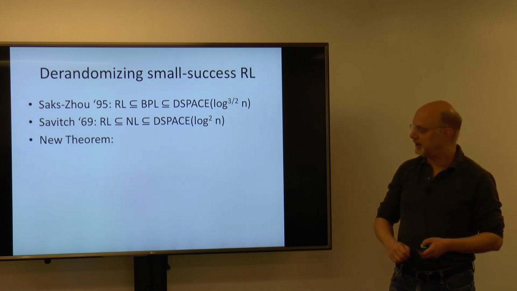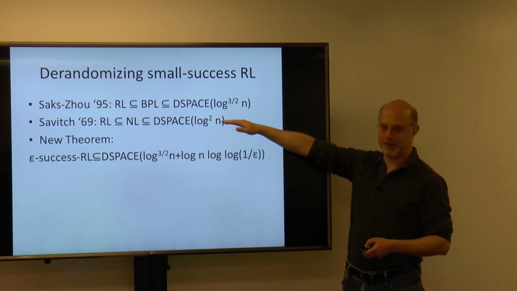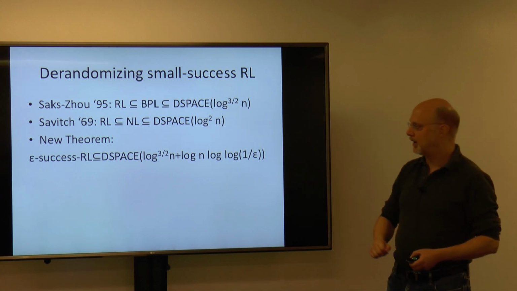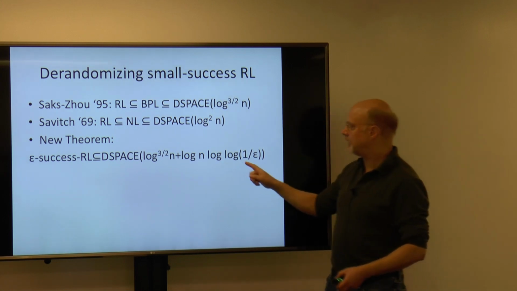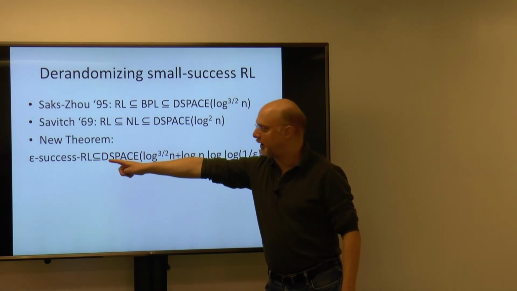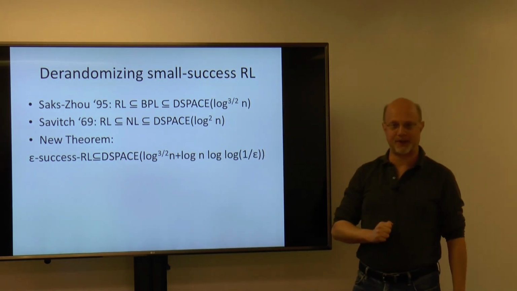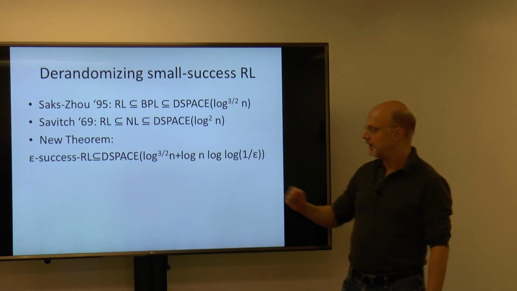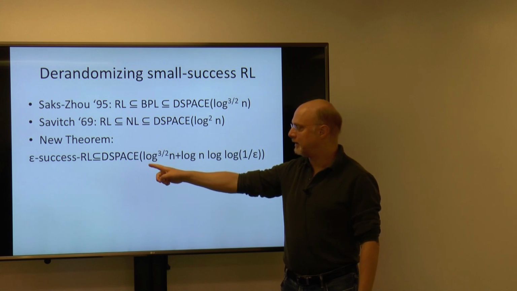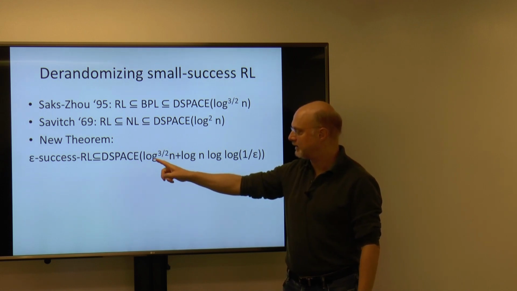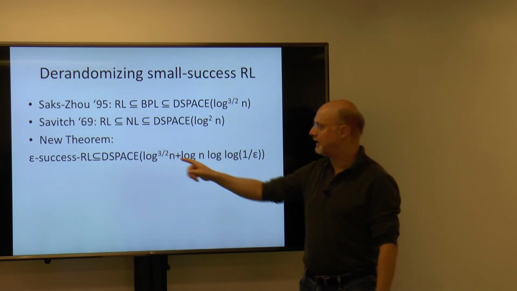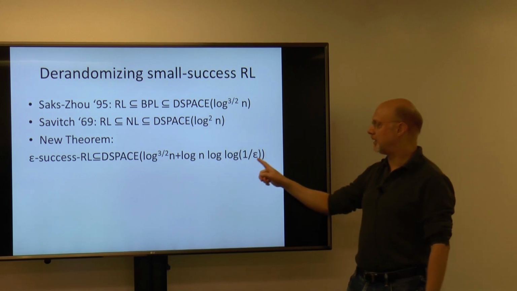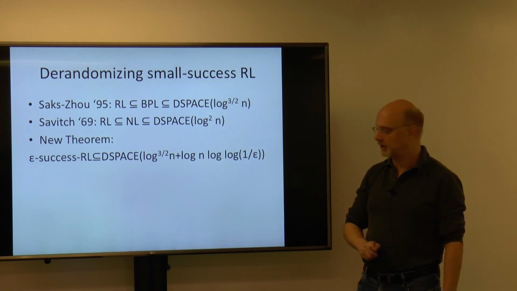So we have a new theorem that interpolates between these two. Our new theorem says that now imagine an RL algorithm with success probability epsilon. This can be simulated by a deterministic space algorithm using space log to the 3/2 n plus log n log 1 over epsilon.